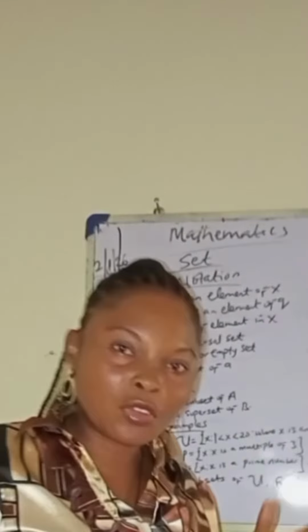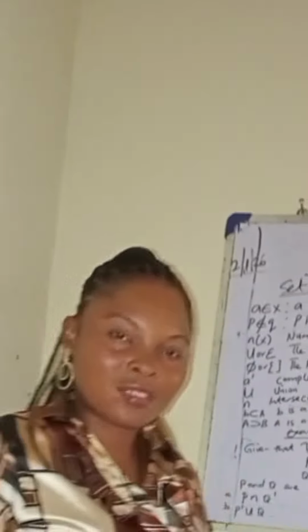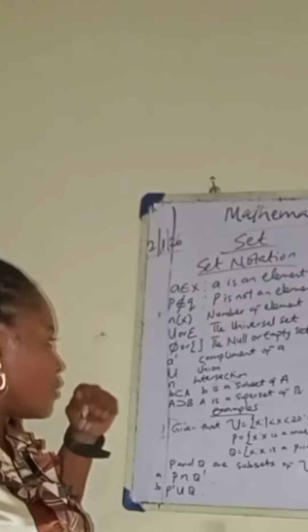But the major symbols used on sets are the universal set, union, intersection, and A complement. So when you are asked, the first thing you need to know is the definition of each of them, so that when you are asked to find A union this, A intersection this, you understand what you're expected to do. So let's look at this first.